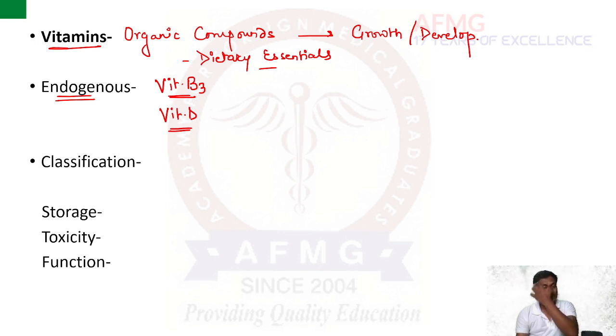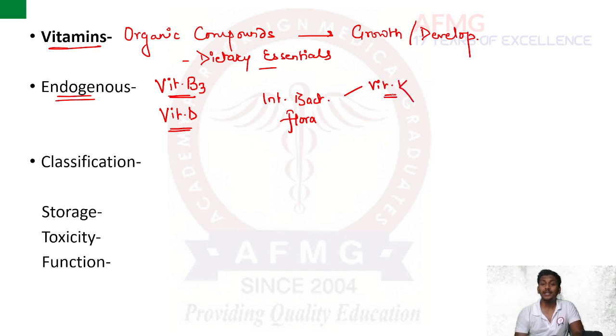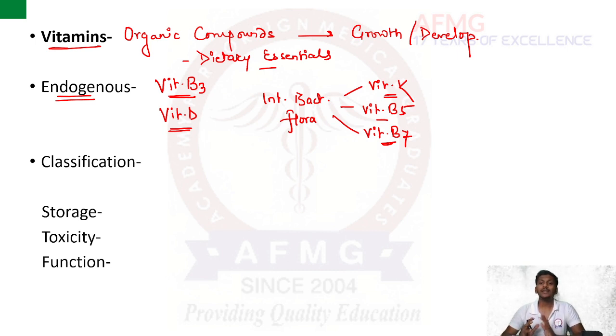Then there are other vitamins which can also be synthesized, but not by our own body; rather they are synthesized by the intestinal bacterial flora. The bacterial flora in our intestine will synthesize these vitamins. The first and most important is vitamin K. The next one is vitamin B5, also called pantothenic acid. And the third is vitamin B7 or biotin. So please remember, the 5 endogenously synthesized vitamins in the human body are vitamin B3, vitamin D, vitamin K, vitamin B5 and vitamin B7.